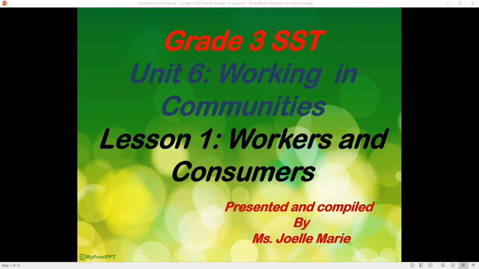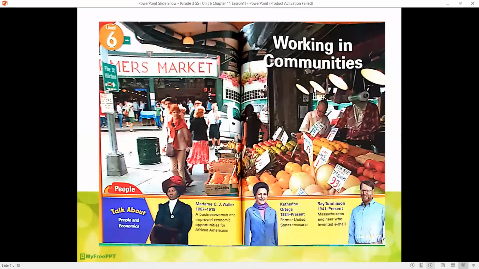Today we are going to begin with Unit 6, Working in Communities, Lesson 1, Workers and Consumers. Okay, let's see the first picture, the beginning part of the lesson, Working in Communities, which introduces the unit to us. In this unit, we are going to come across many people, learn many new vocabulary words, and learn some new things.